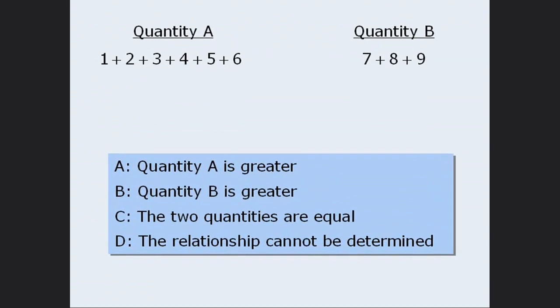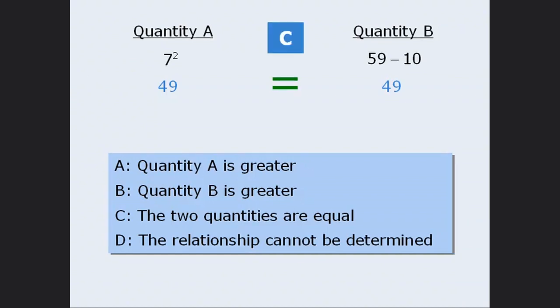The first one is pretty straightforward. When we evaluate quantity A, we get 21, and when we evaluate quantity B, we get 24. Since quantity B is definitely greater than quantity A, the correct answer here is B. Here's another one. For this one, when we evaluate quantity A, we get 49, and when we evaluate quantity B, we get 49 as well. Since the two quantities have equal value, the correct answer here is C.